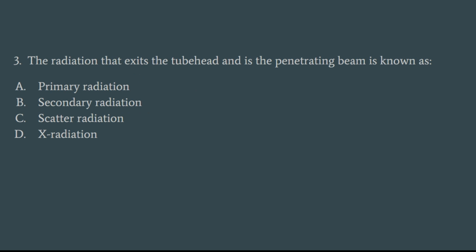The radiation that exits the tube head and is the penetrating beam is known as A, primary radiation, B, secondary radiation, C, scatter radiation, or D, X radiation. And the correct answer is A, primary radiation.